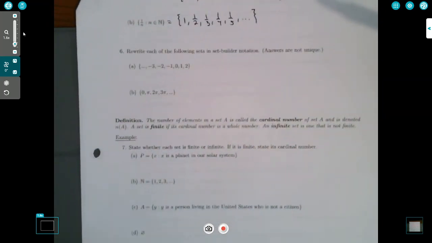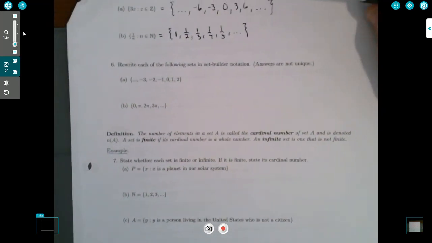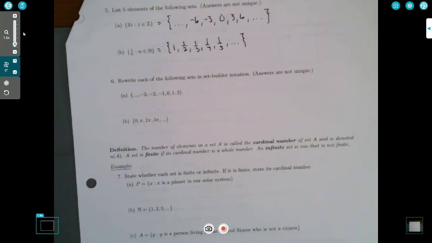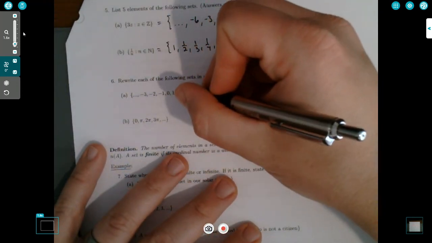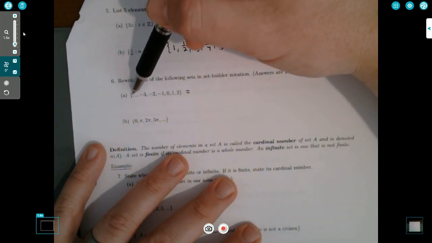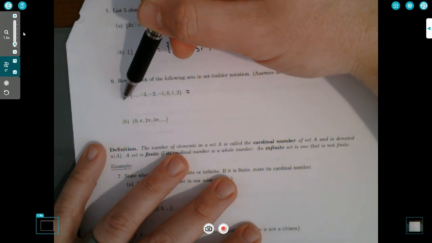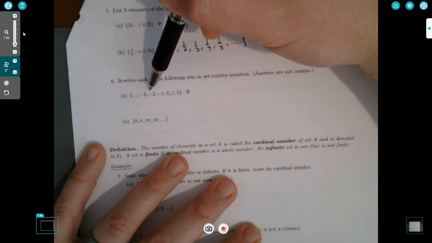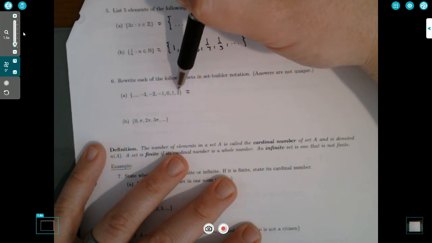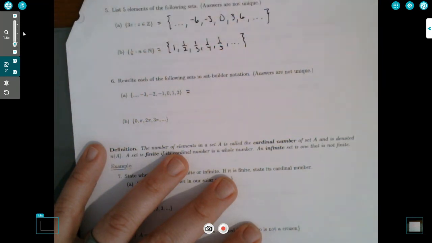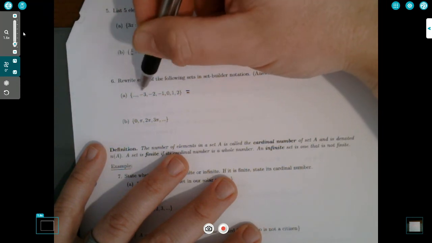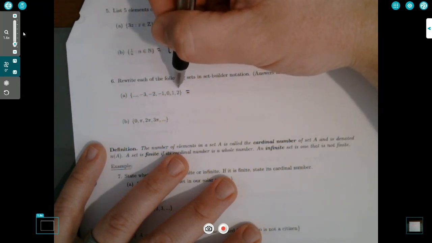Anyway, and then we can go the other way around. It says rewrite each of the following sets in set builder notation. Answers are not unique. There are lots of different ways that you could write down the answers here. But here, apparently we have something that goes on and on forever in the negative direction until eventually we hit -3, -2, -1, 0, 1, and 2, and then it stops at 2. It doesn't continue after 2. So what I think is that these are all integers, except that they stop at 2.